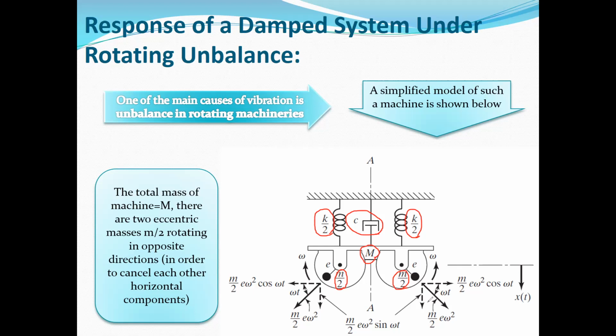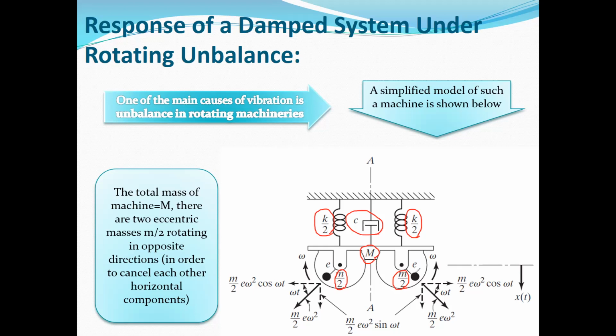If we neglect the horizontal component, we deal with only a single degree of freedom system. But if we consider the effect of horizontal components, we will have another motion in the horizontal direction, and the system will be a 2 degree of freedom system. So in this chapter and in this course, we only consider the effect of a vertical motion, and you will see the effect of this motion on your equation of motion and on your response. So this is the general form of the unbalanced rotating.